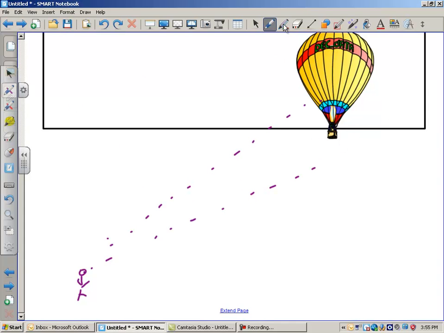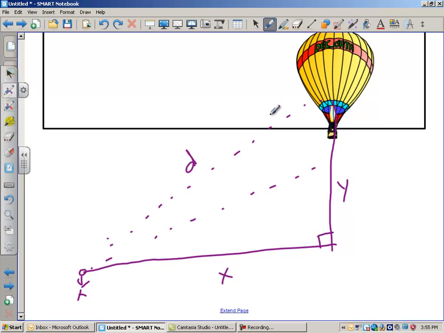And again, we're going to have the Pythagorean theorem here. I've got a horizontal distance from the person to the balloon. The balloon is rising vertically, right angle. And I again have x, y, and I'll stick with d. X, y, and d. And I also have theta.